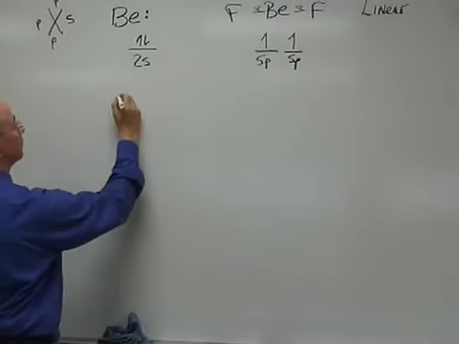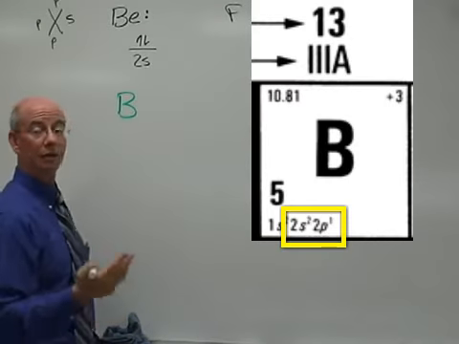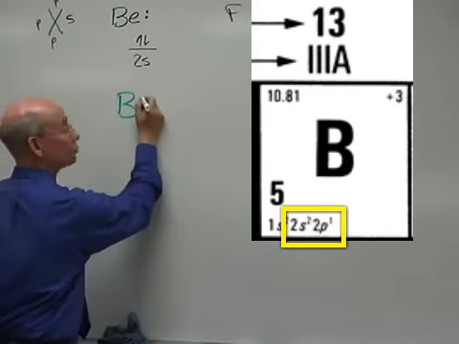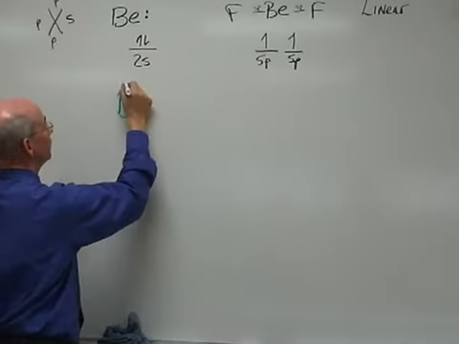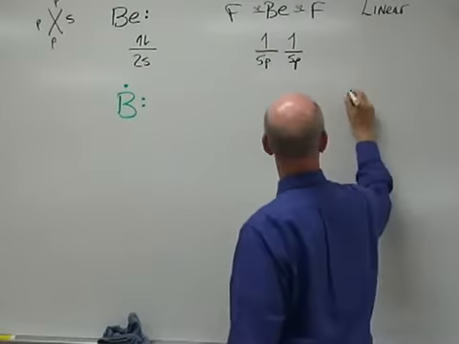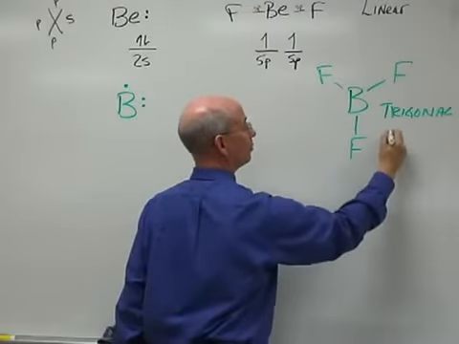Let's try boron. Boron is in what group? Group 3. So how many dots? Because it has 3 valence. Where would we put them traditionally? 2 here in the S, and 1 somewhere else. We'll put it on the top. Watch the bond for boron. It bonds like this. That is called trigonal planar.